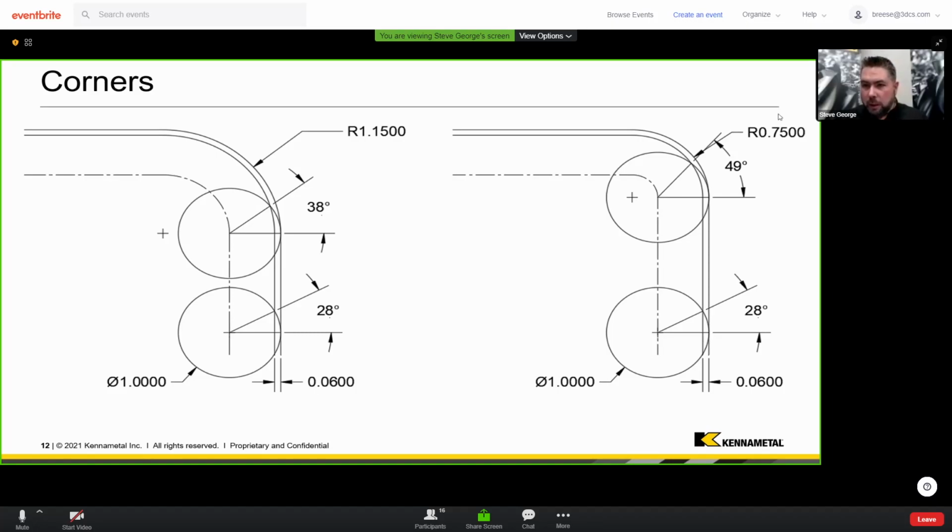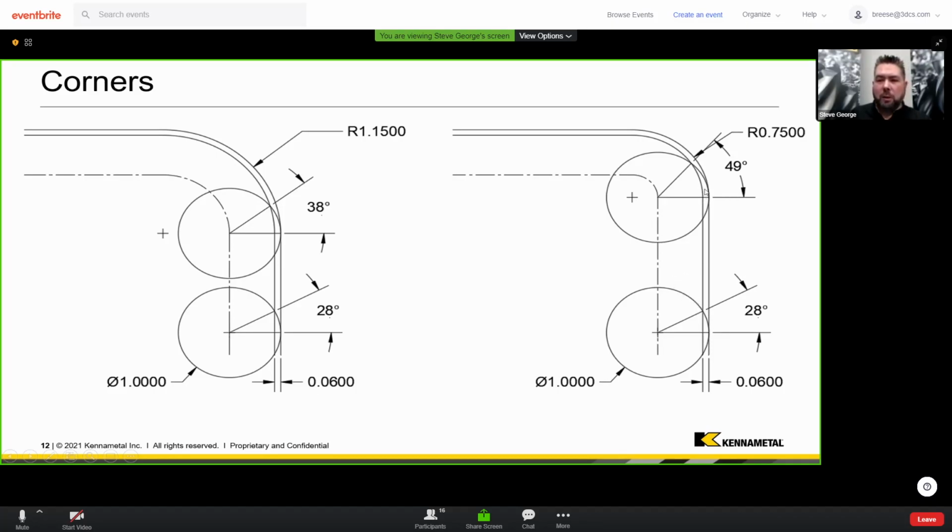Let's see if I can minimize this. So yeah, I don't know in Zoom if you have to minimize that or if you see it better now with me minimizing it. But this is a comparison of two different radius sizes in a corner with the same stock removal and the same diameter of cutter. And what you'll see is that as you go into the cut, you're engaging a 28% arc, and we could calculate that to work with the chip thickness.